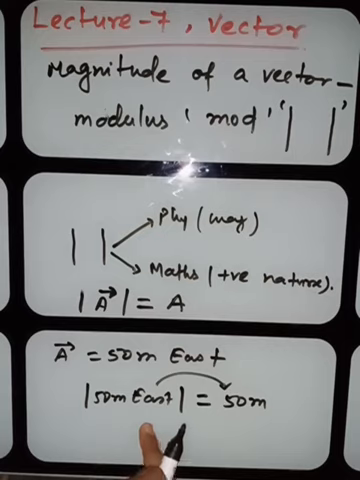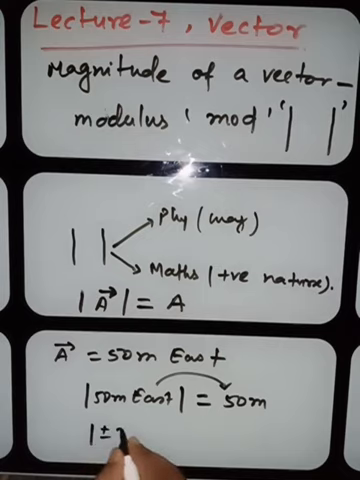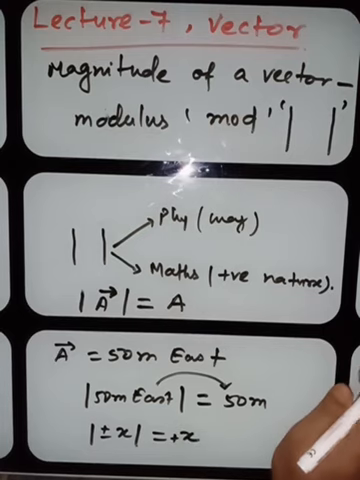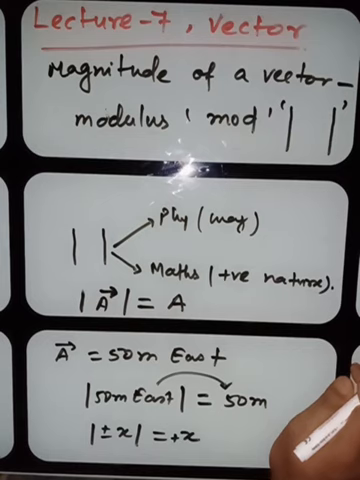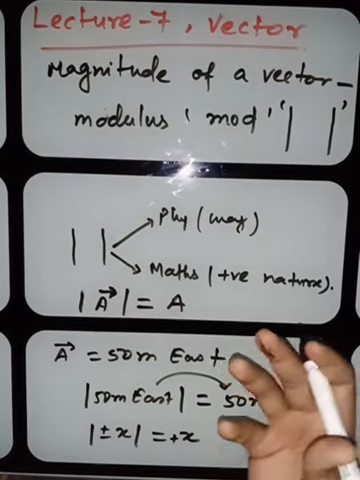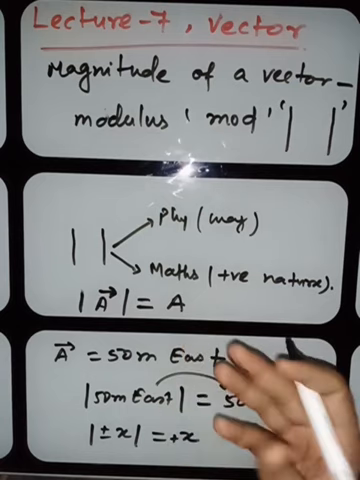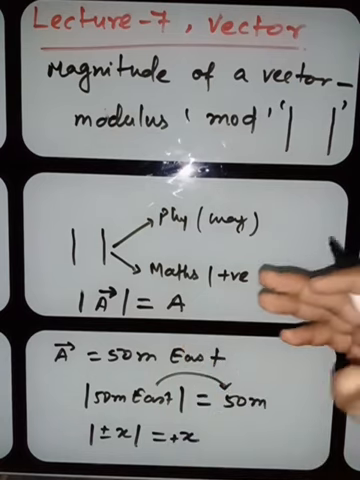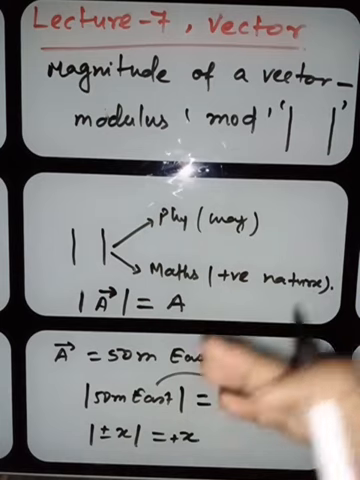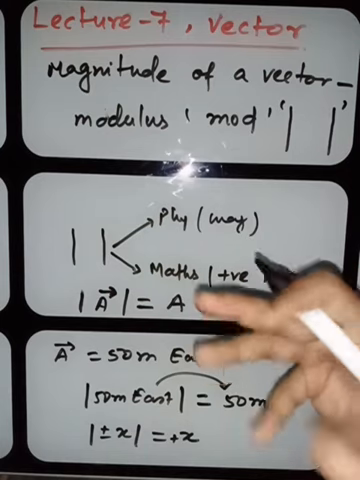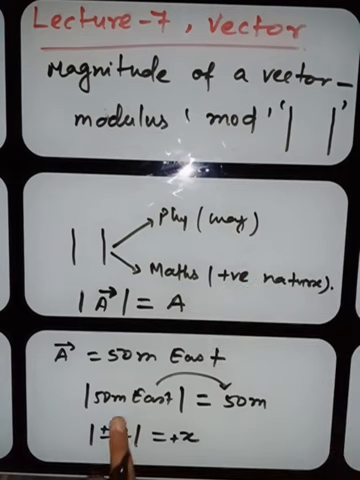So this modulus is used to represent only the magnitude. When we talk about mathematics, if you put a plus or minus x here, the output will be what? It is only plus x. So this modulus gives only the positive quantity. Whenever we want to represent anything as positive, we use this modulus. Or if we want to represent the magnitude of any vector quantity, then we use this modulus.